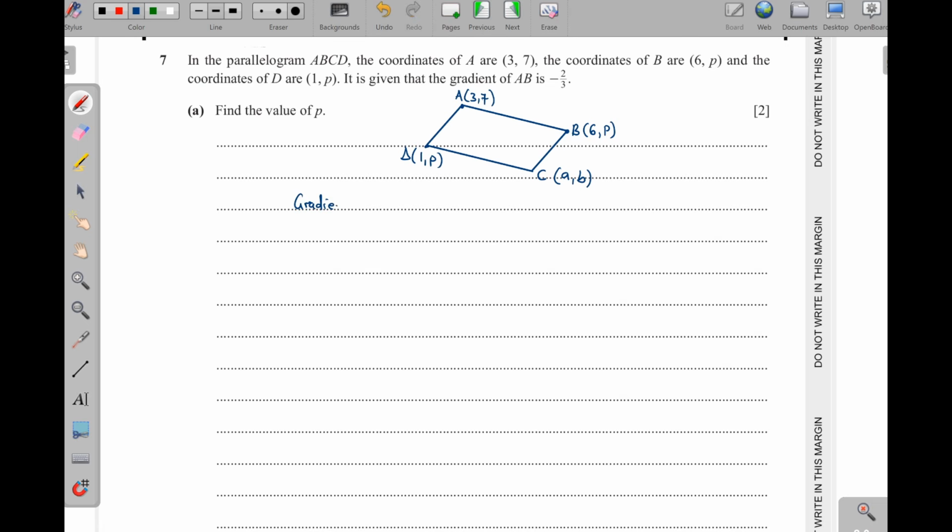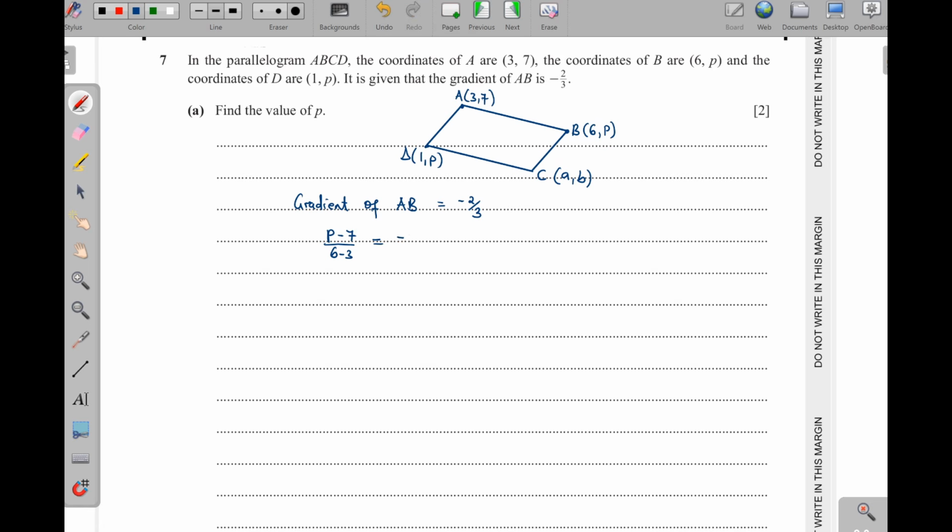Gradient of AB is equal to negative 2 over 3. Now, how do we get the gradient? Change in y over change in x. So we shall have p minus 7, then we divide by 6 minus 3. If you started from here to subtract, you say p minus 7, then come back to this and you say 6, then minus 3. If you interchange them, and then you say p minus 7, then divide by 3 minus 6, you get it wrong. So be careful there.